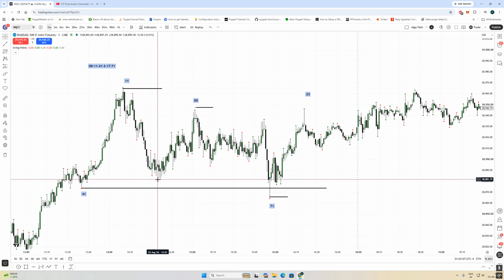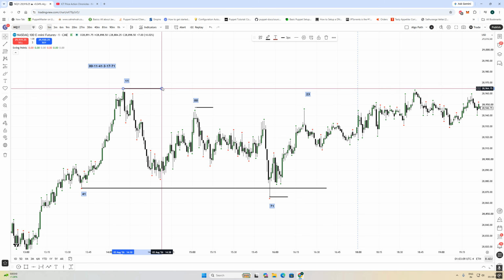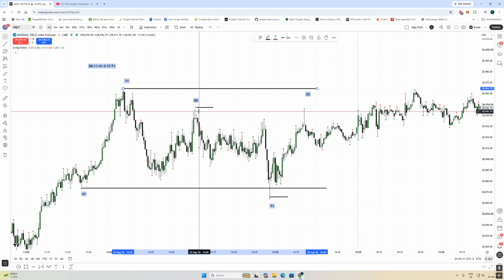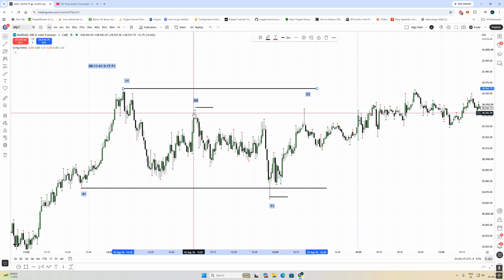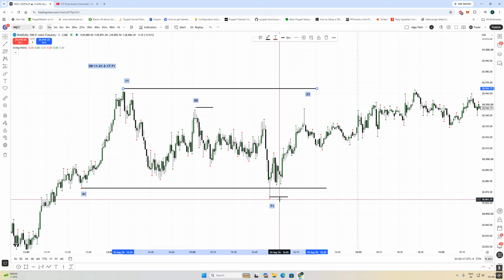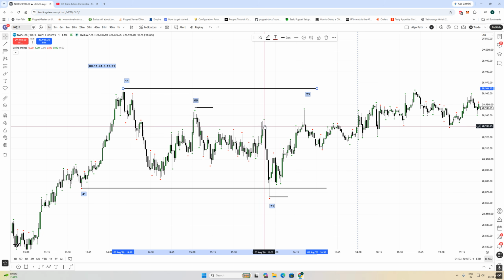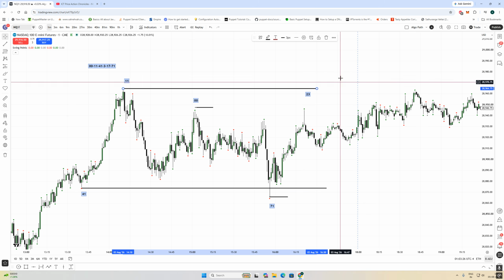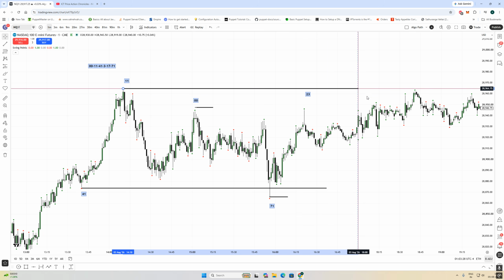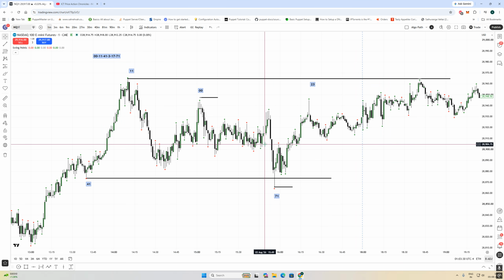So if 0 was in the support, then it would have gone for this high, correct? But since 0 was created in resistance, which means the market is bearish. If 71 was also created here, then it would have even dumped further. But 71 is here, so that's why the market went for the highs, like it was the reversal.